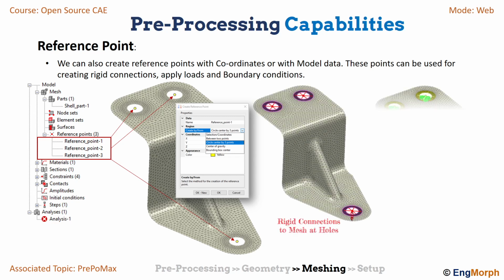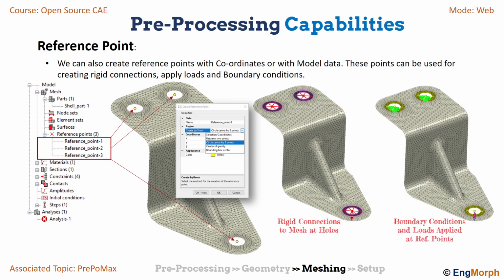In this example, we have created 3 remote points at the center of each hole. These 3 remote points are later used to create rigid connections, and to apply loads and boundary conditions.